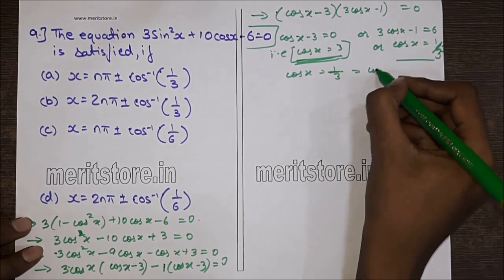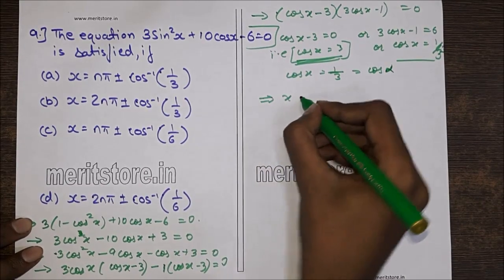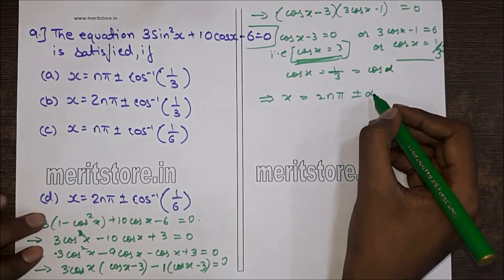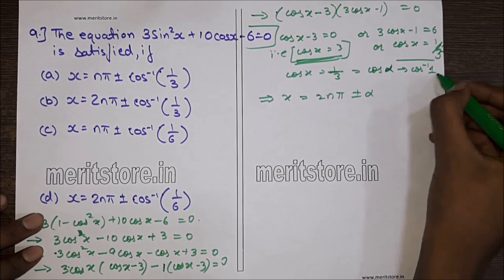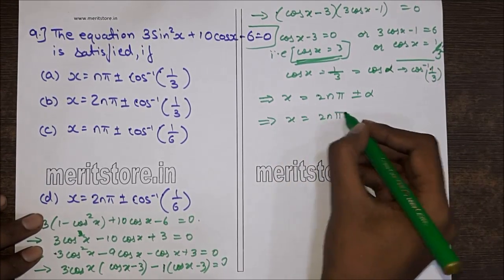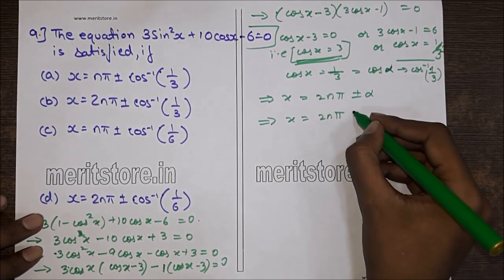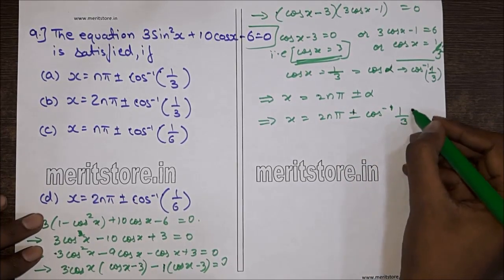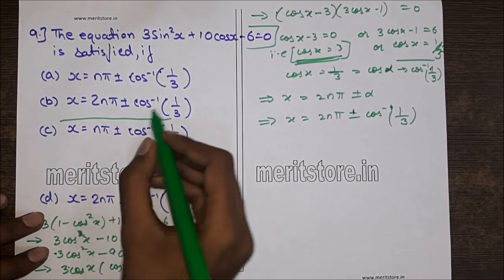So let this be cos alpha. So x is equal to 2n pi plus or minus alpha. So alpha in this case is cos inverse of 1 by 3. So therefore x is equal to 2n pi, which is the general solution for cos x, 2n pi plus or minus cos inverse 1 by 3, which is option B, 2n pi plus or minus cos inverse 1 by 3.